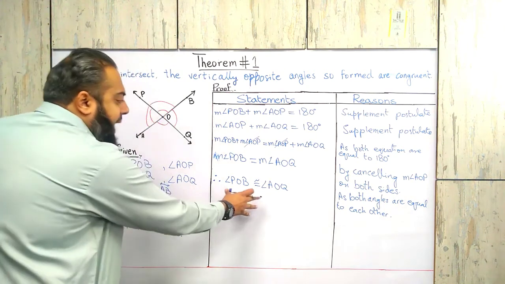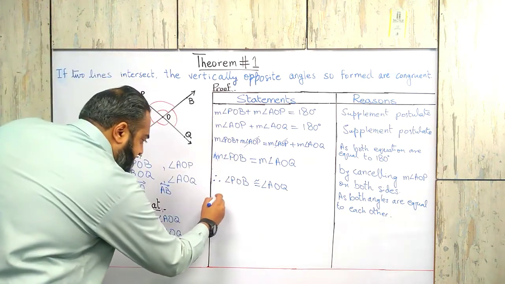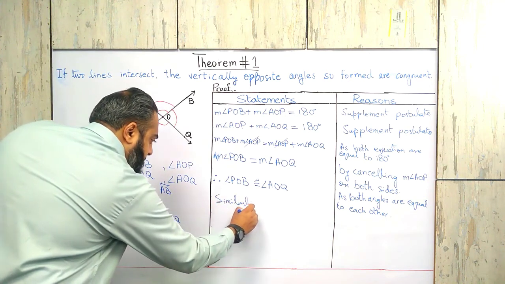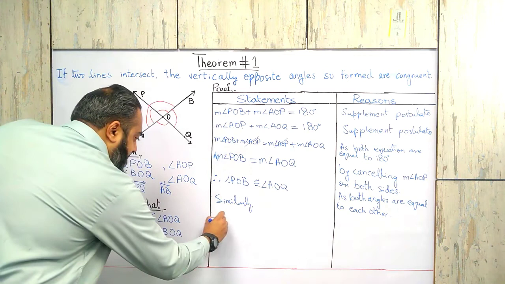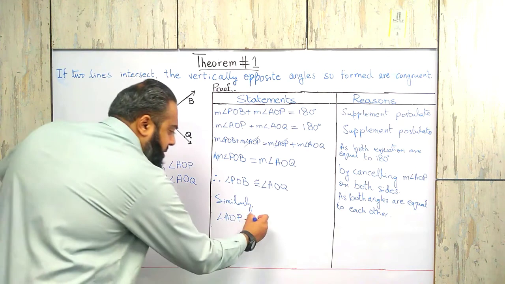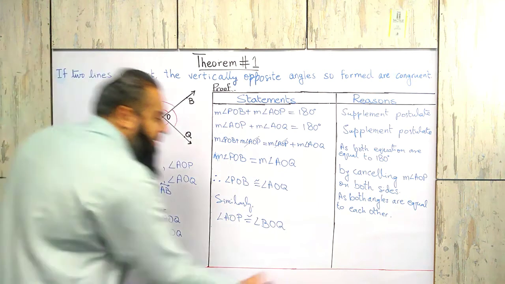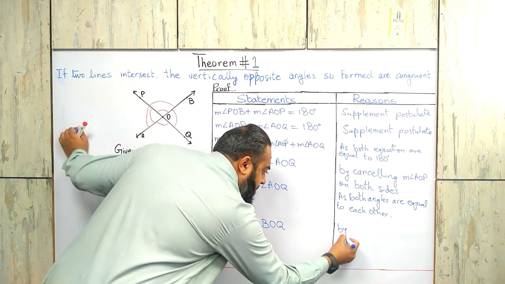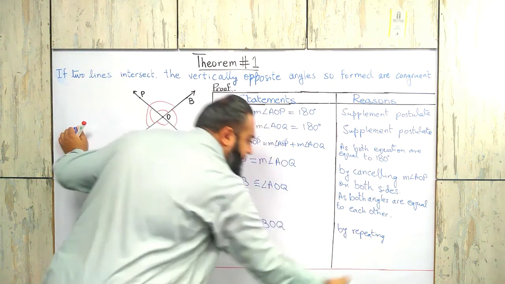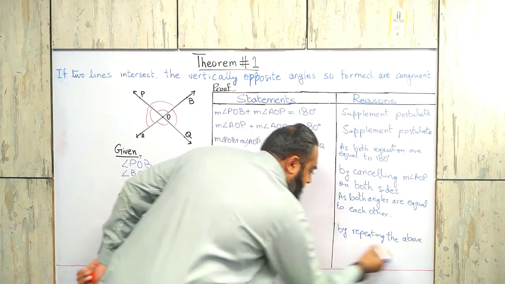Now if it can be achieved by following the same process, we can also get, by the similar process, that angle AOP will also be congruent to angle BOQ by repeating the above process.